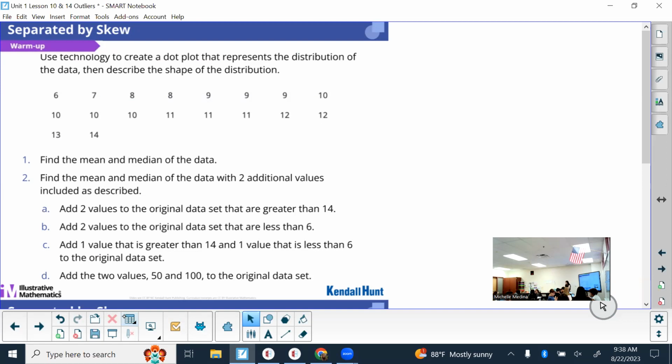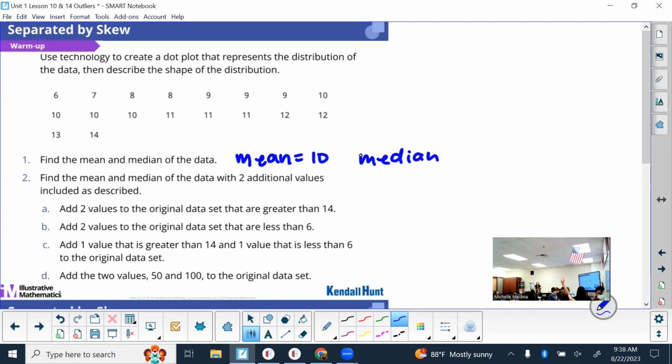So someone volunteer. Tell me what you got for the mean of this data. Benji? All right, and then the median, over here. 10 as well. Anyone get something different?